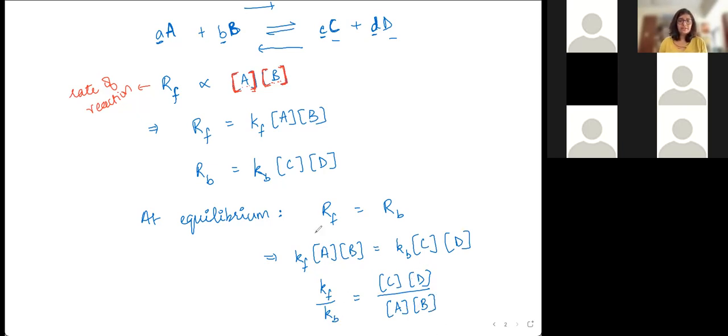One important thing that I missed out here: stoichiometric coefficients. This also matters. And how the relation is established is, however many reactants you have, all of them will be multiplied. So if the stoichiometric coefficient of A is a, this will be raised a times, this will be raised b times. And similarly for C, this will be raised to the power c, this will be raised to the power d. Just modify it all throughout.